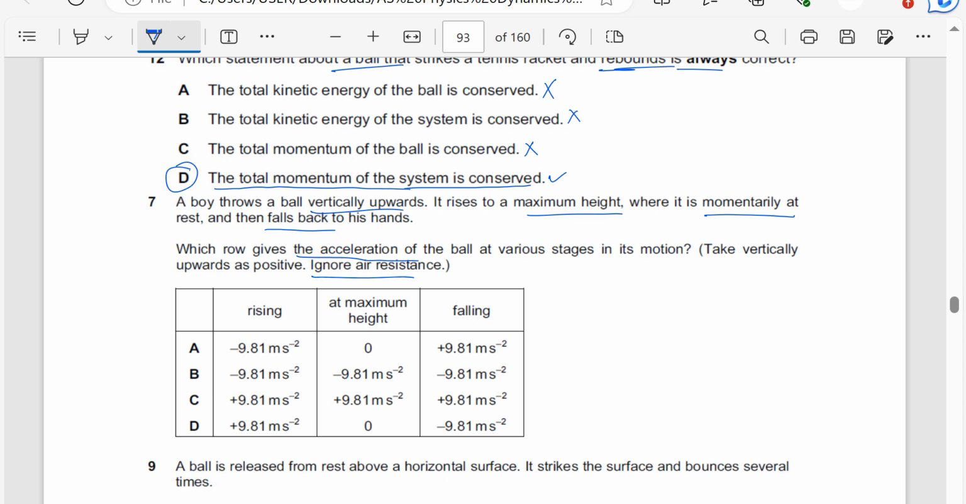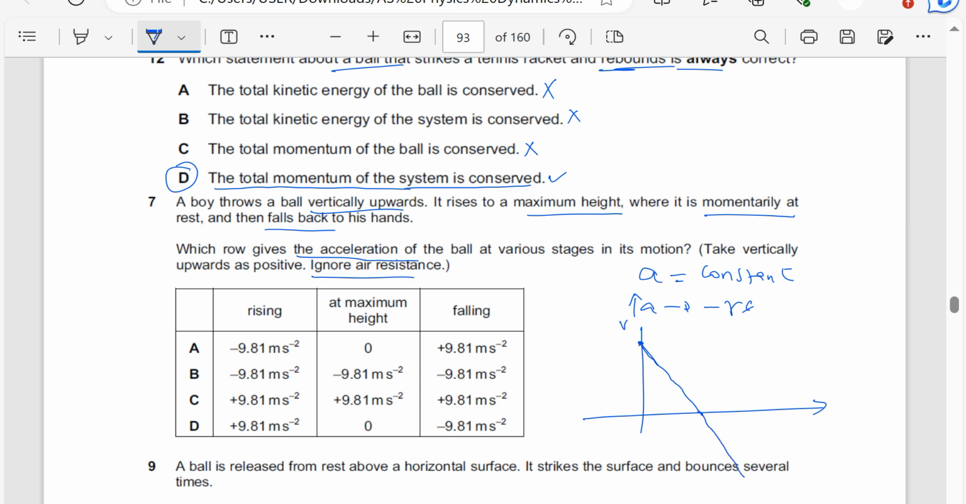If air resistance is ignored, acceleration is always going to be constant in magnitude. But when it is going up, acceleration is negative, and since initial motion is upward, acceleration will remain negative throughout. If we sketch a graph of velocity against time, the ball is thrown vertically upwards. That means it has an initial velocity. It slows down as it goes up to 0 velocity. When it changes direction, velocity increases in the opposite direction.